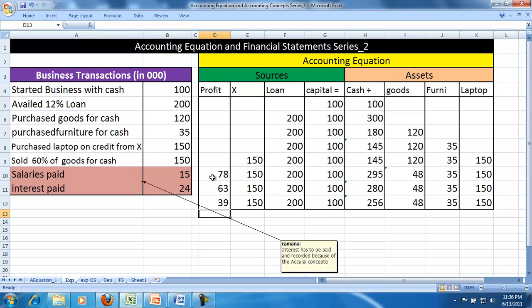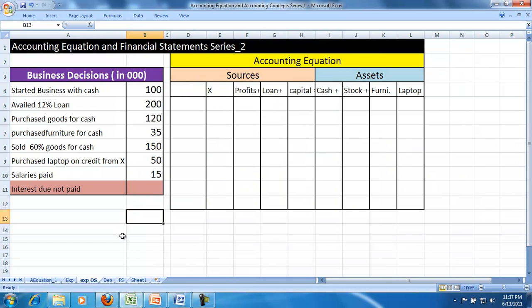So therefore profit has reduced from 78 to 39 because of the expenses. So interest paid and salary paid are actually the application of the accrual concept. The accrual concept and matching concept say you are bound to record the expenses for the period and show the profit after deducting the expenses for the period. Suppose you ask a question here: if I don't pay the interest, what will happen? Let us go to the next one.